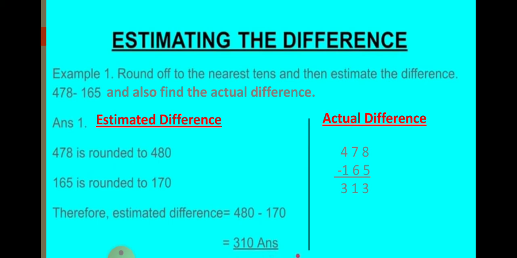So students, you all know how to find the actual difference. You will directly find the difference of the numbers that are given in the question. That is, you will subtract 165 from 478 and you will get your answer as 313. So students, can you see 310 and 313 are closer to each other? So this is the way we estimate the value that is closer to the actual answer.